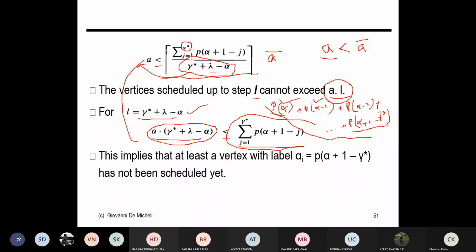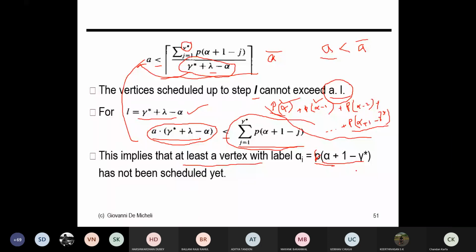So I can assume that this equation ensures that at least some operation with level alpha plus 1 minus gamma star has not been scheduled yet, right? So this implies that at least some vertex with the level alpha plus 1 minus gamma star has not been scheduled yet. So that means this node has a distance from the sink node of alpha plus 1 minus gamma star.